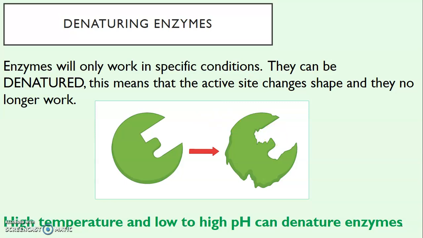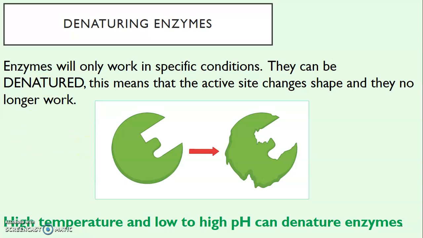Once this has happened, you can't go back. So if you think about, for example, if you cook an egg, it is made from protein. Once you've cooked the egg and it's changed white, you can't get the raw egg back. And it's the same with enzymes. Denatured is a really, really important keyword. Make sure that you know that name. They love asking it, and if you don't get denatured, you don't get the mark. So enzymes can be denatured, which means the active site changes shape and they can no longer work.